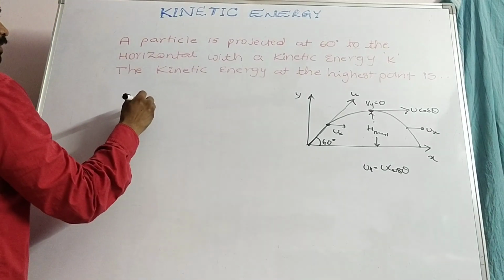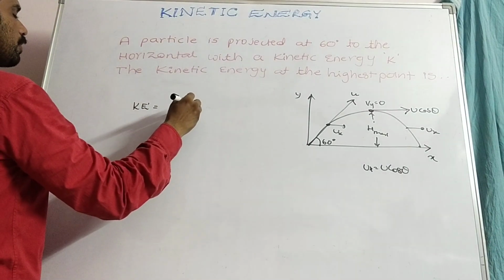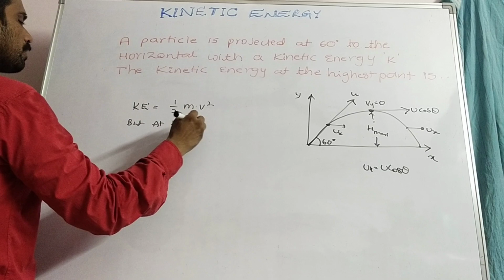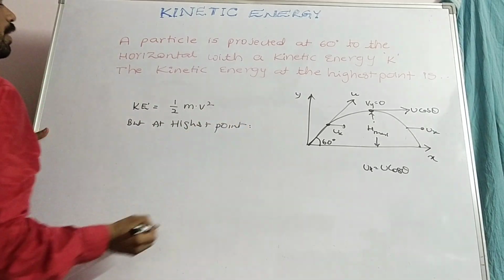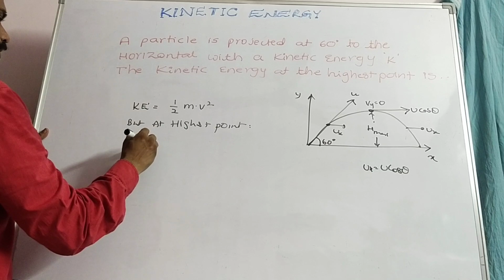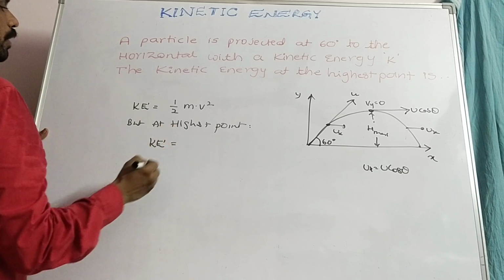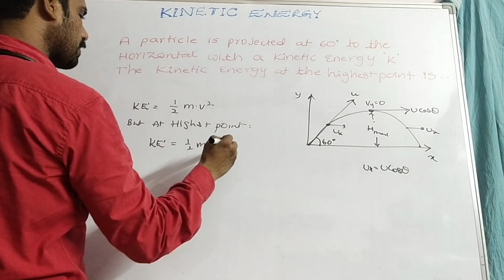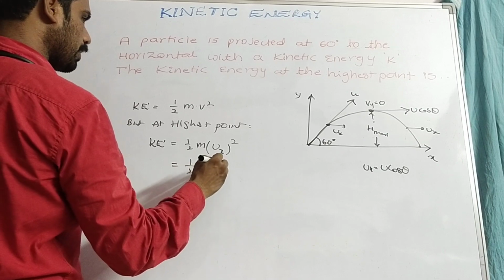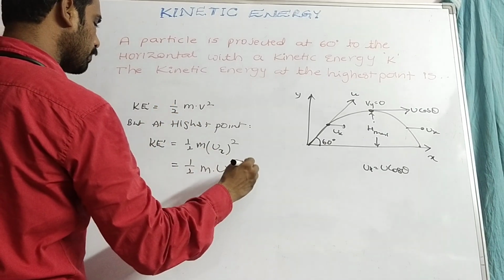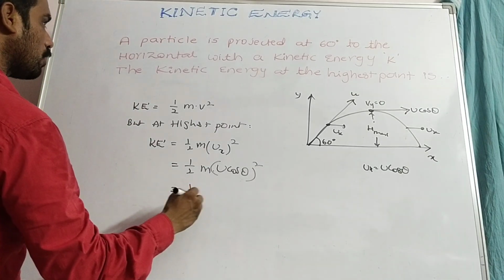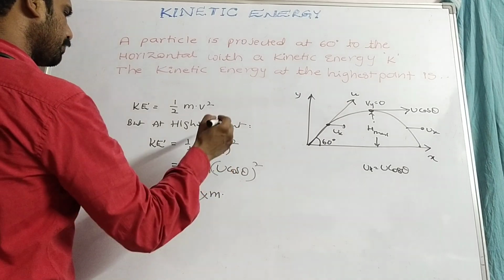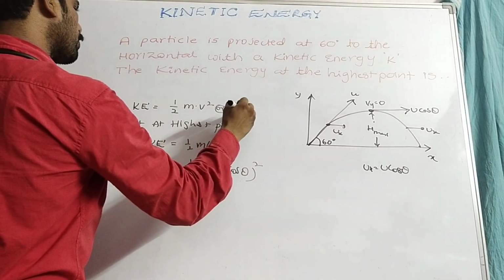Now what about the expression for kinetic energy? Kinetic energy K is equal to half into m into v square. But at the highest point, KE is equal to half into m into Ux square, that is equal to half into m into (U cos theta) whole square, that is equal to half into m into U square cos square theta, or it can be written as half m U square cos square theta.